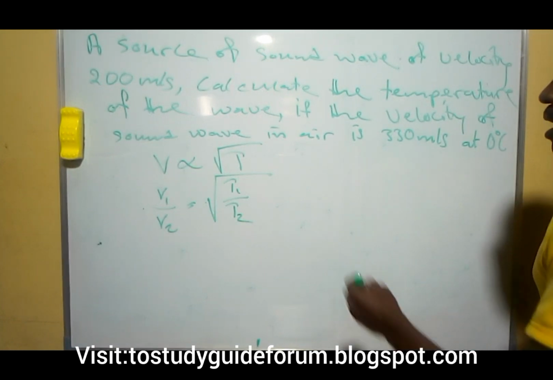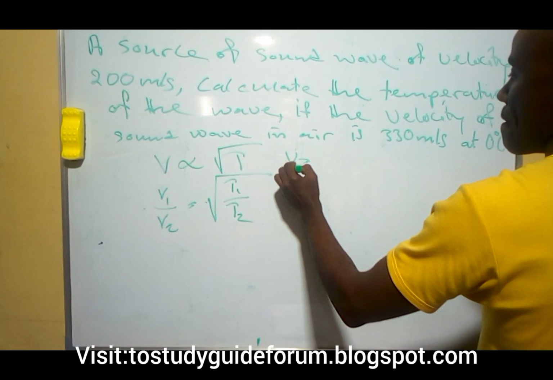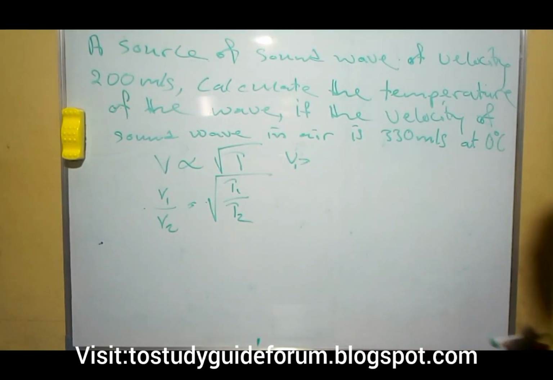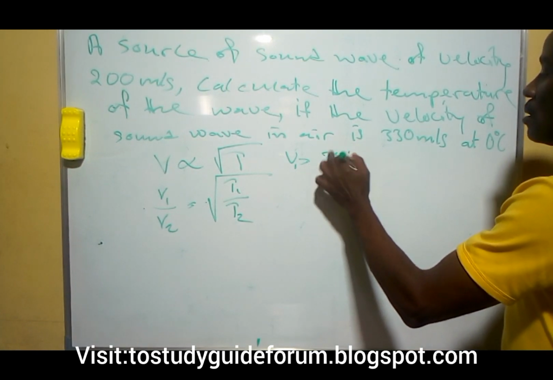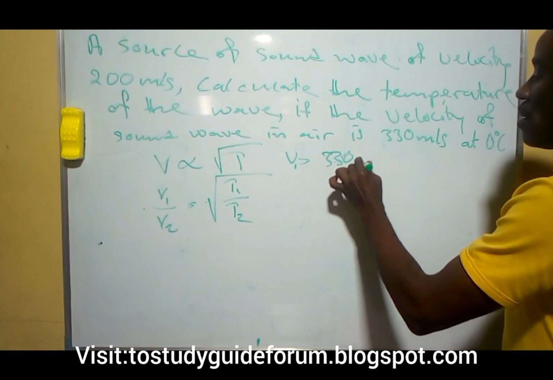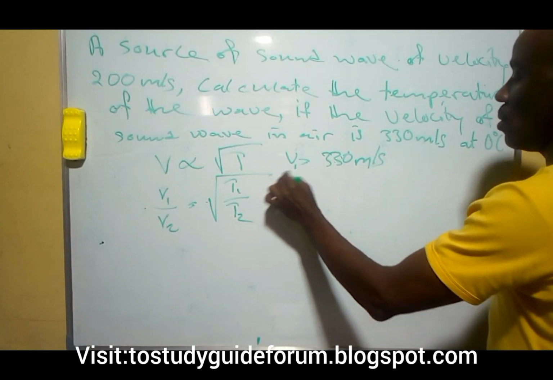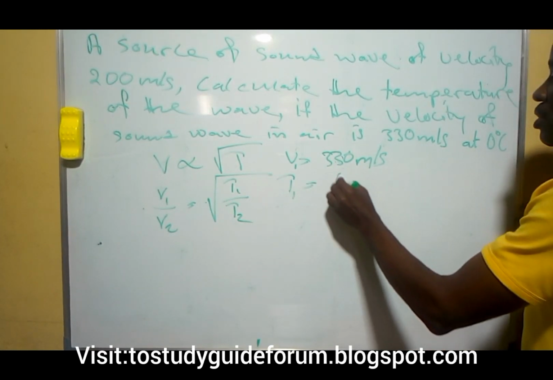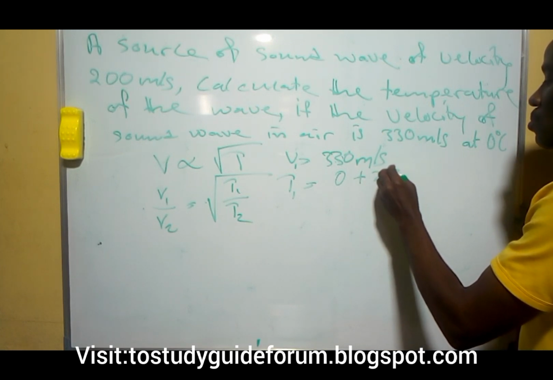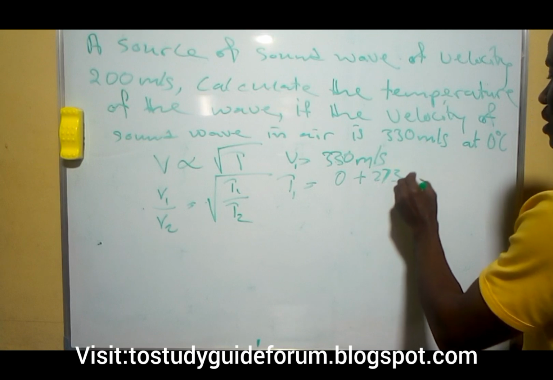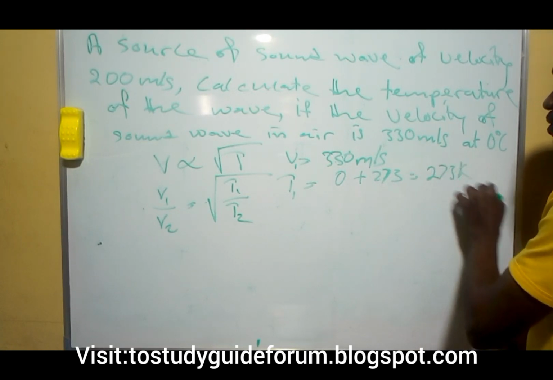So going by that, we have our first velocity to be what? The velocity in air at 0 degrees Celsius to be what? 330 meters per second. And then the temperature is 0 plus 273. That will give us 273 Kelvin.